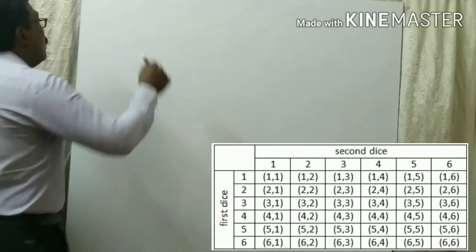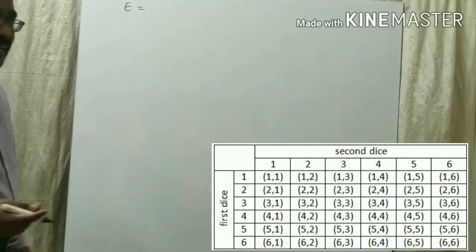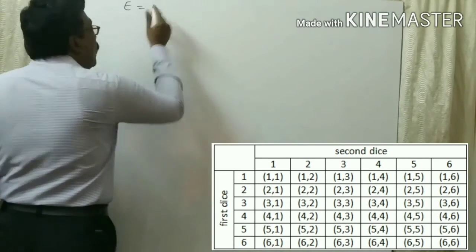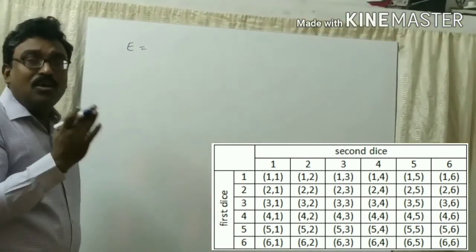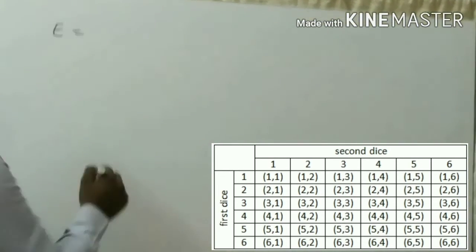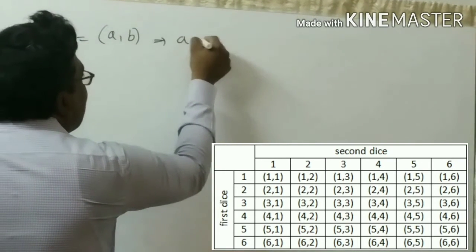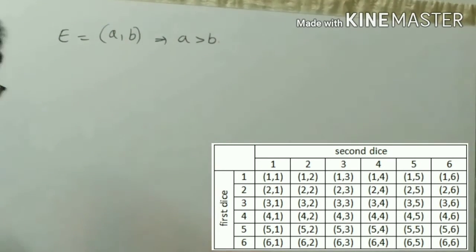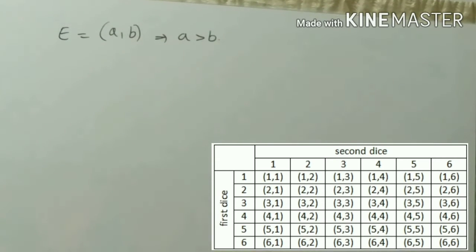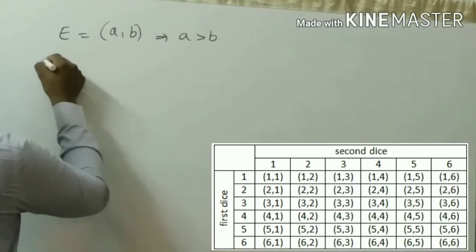Now come to the next concept. E is equal to, one more example: the first one is greater than the second one. Suppose (A, B), that implies A is greater than B. So A is greater than B, always the first one is greater than B in the ordered pair.